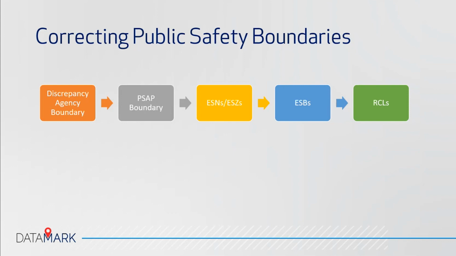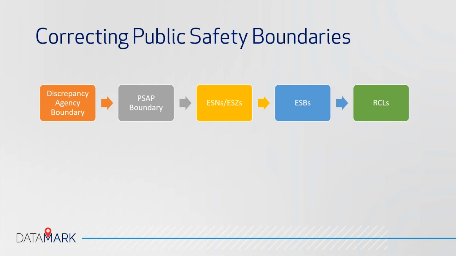But I would essentially start with the discrepancy boundary. The discrepancy agency boundary is, like I said, the geofence that is defining the area of responsibility for that GIS data. Secondary would be the PSAP boundary. The PSAP boundary is the public safety answering point, the primary call routing boundary. If you have secondary PSAPs, that's not what we're talking about here. It's the primary.